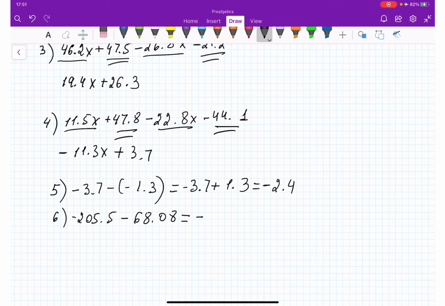And again, at the end of the screen I will put the video covering step by step addition, subtraction of integers.